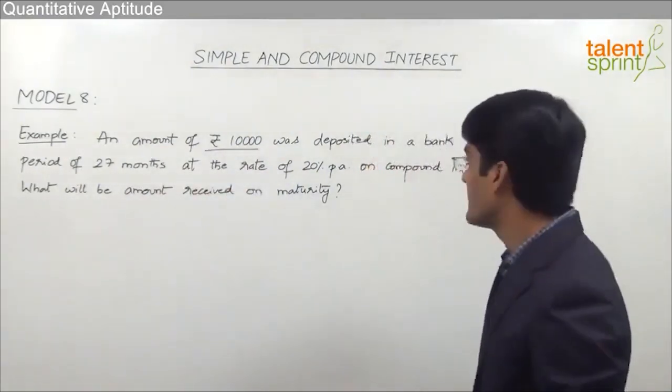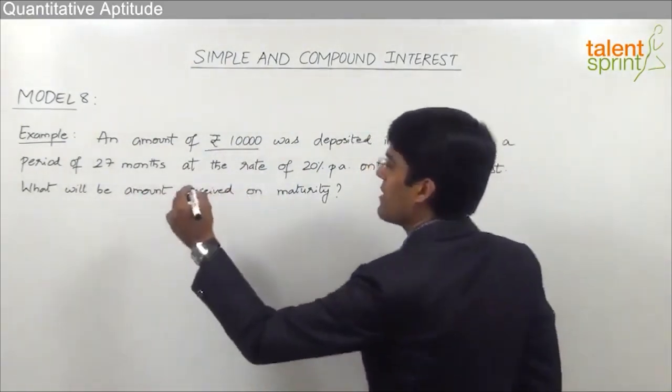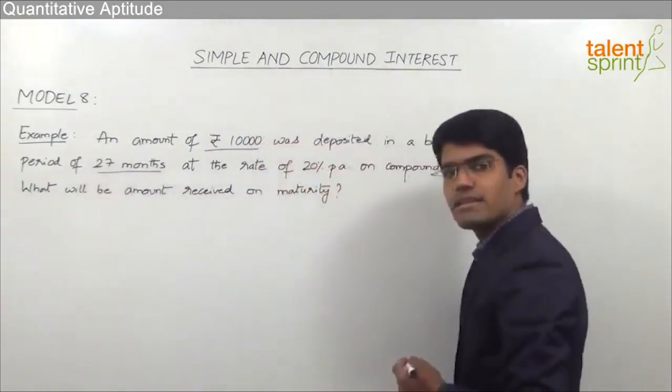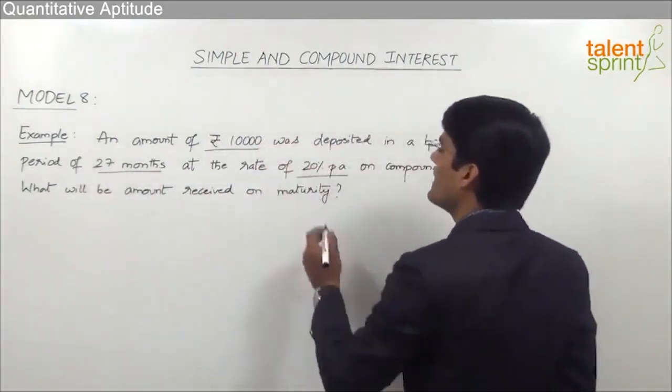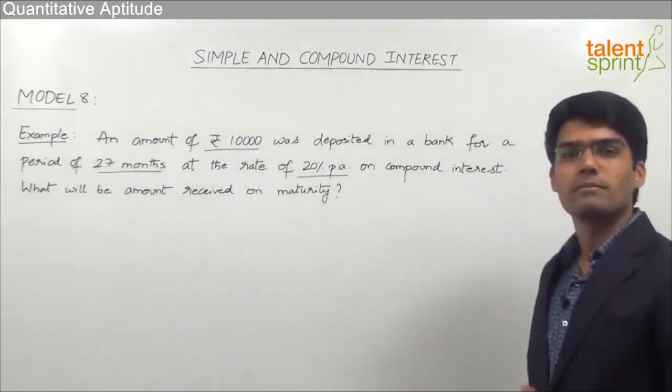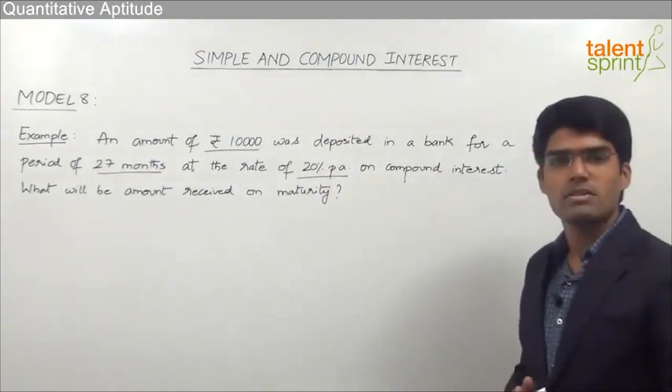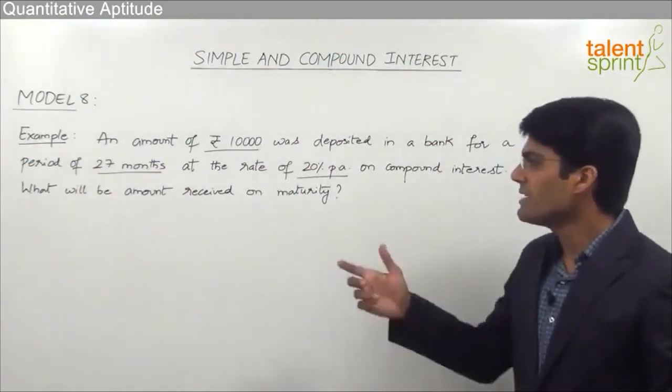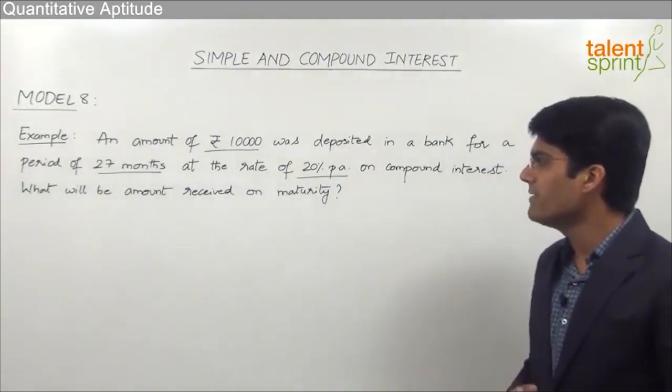So the principal is 10,000 in a bank for a period of 27 months. The time period is 27 months and the rate of interest is 20% per annum. And the calculations must be done based on compound interest. So the question is, what will be the amount received on maturity?